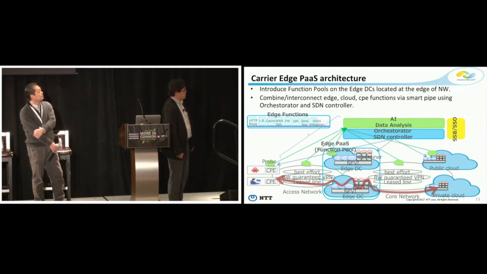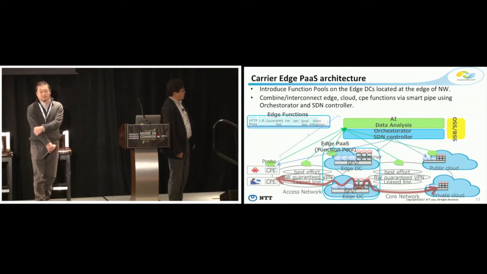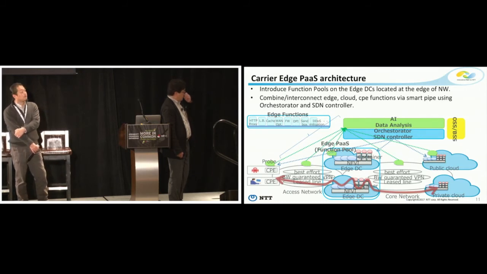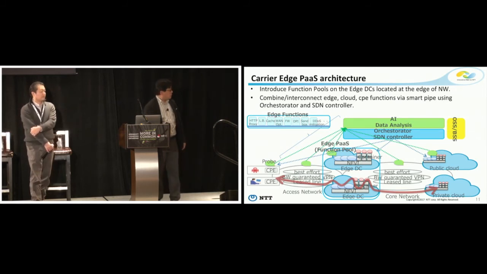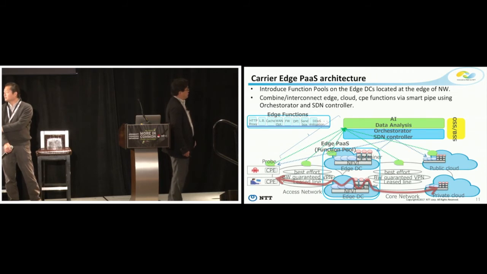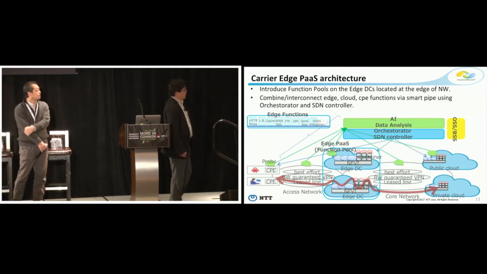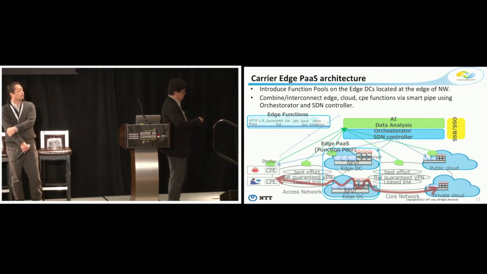they construct the service. The middle partner will construct a service by combining a CPE function, a function on the edge PaaS, and a function on the public cloud using the smart pipe. They configure the service using the APIs. Then our orchestrator and the SDN controller install necessary functions within the network and control the service condition. This kind of architecture is necessary, I think.